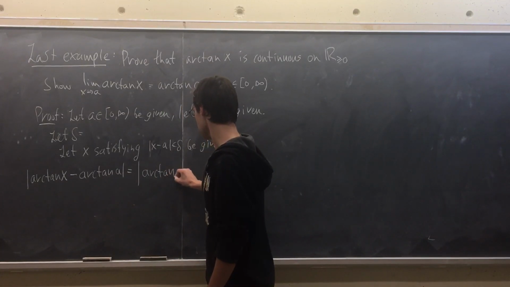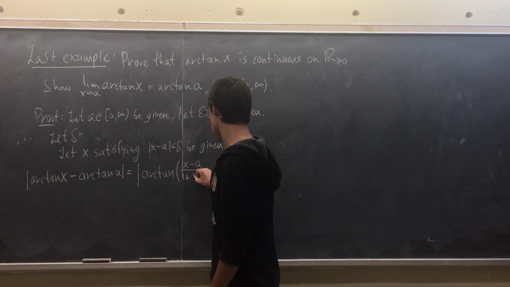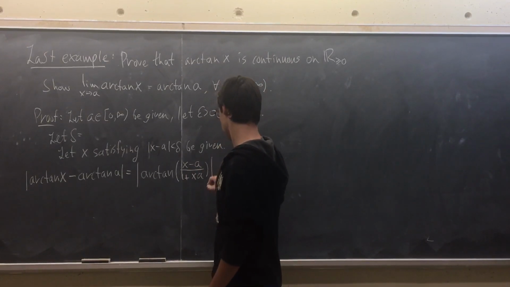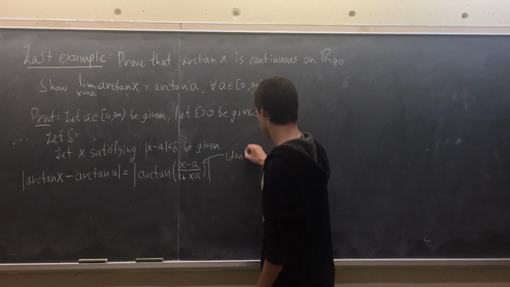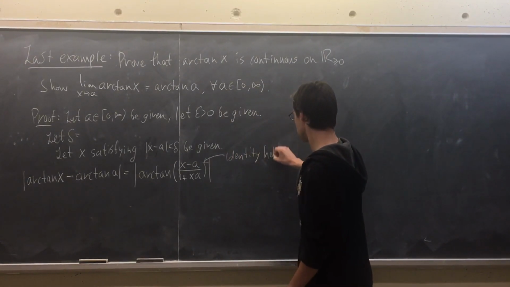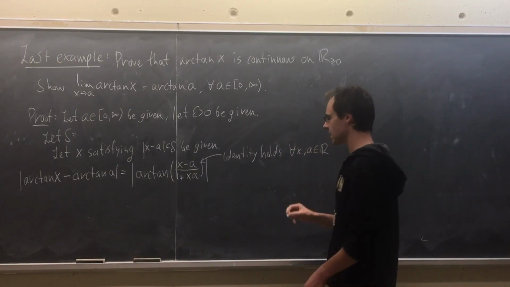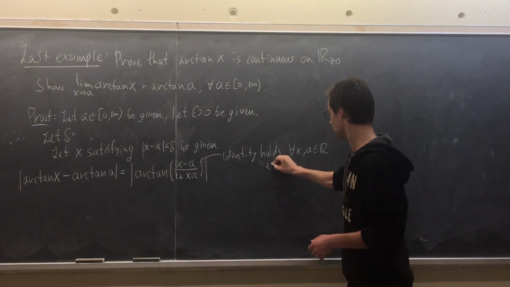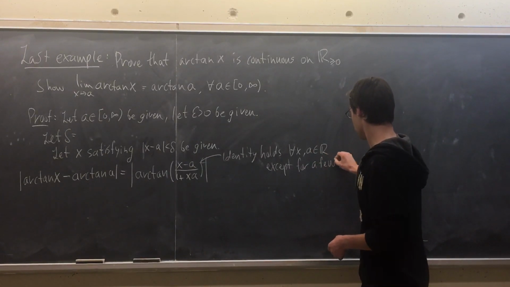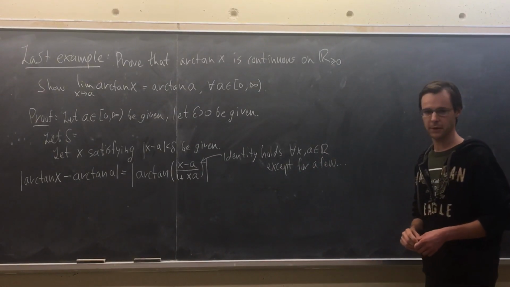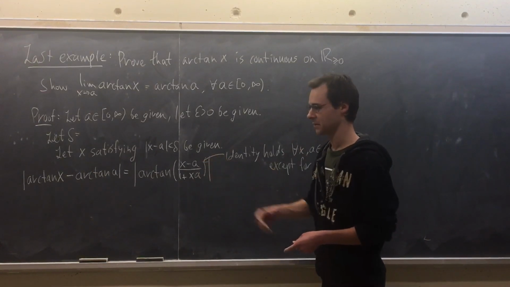Okay? Arctan x minus arctan a is equal to the following. Arctan of (x minus a) over (1 plus xa). So this identity holds for all x, a in the real numbers, except for a few. You can figure out when this goes wrong, right? x times a cannot be negative 1, because then we get division by 0.